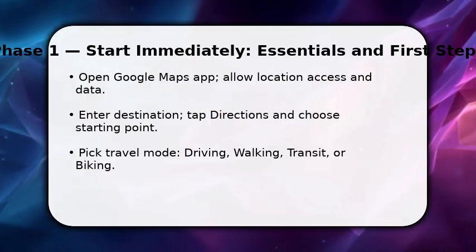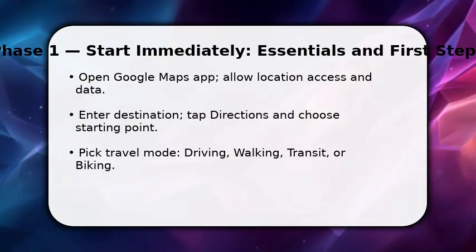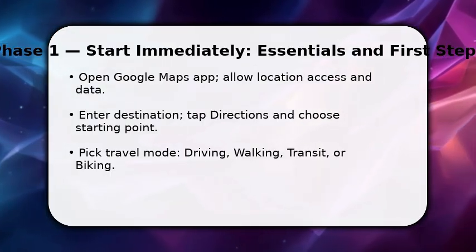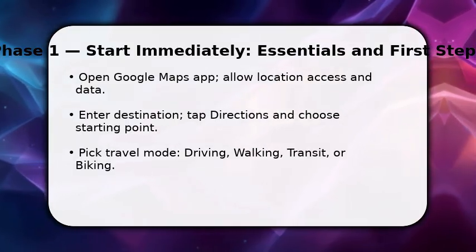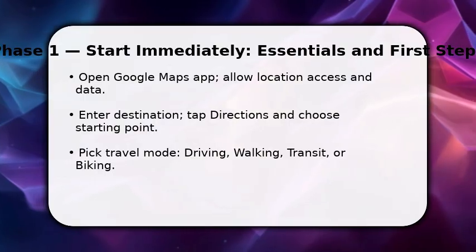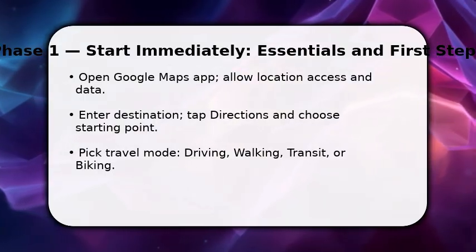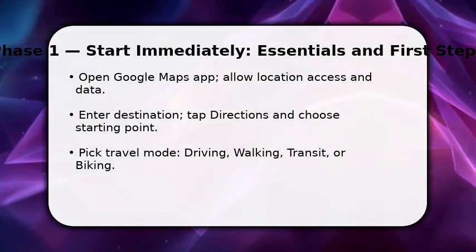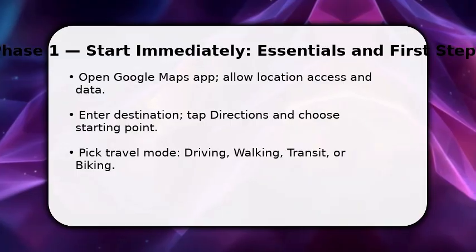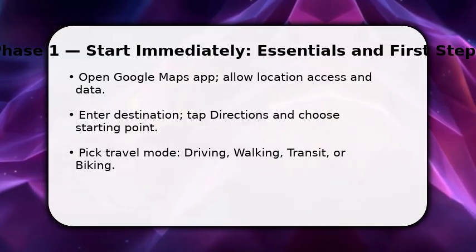You begin by opening Google Maps and confirming location permission so routes are accurate. Tap the search bar, type your destination, and press directions, then choose your starting point if not current location. Select the travel mode. Driving shows road-based options because that affects available fastest routes and lane data. Once done, you'll immediately see alternative paths listed with times.